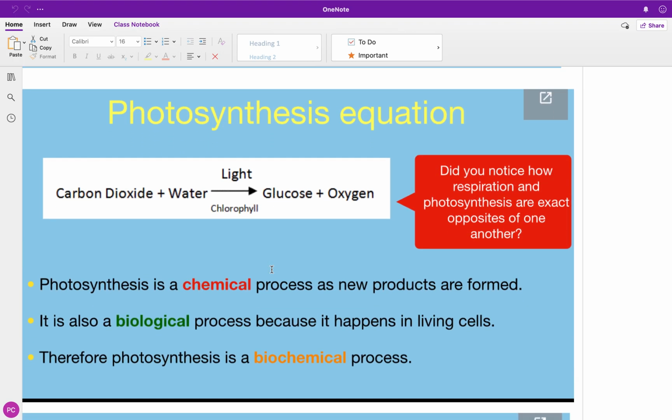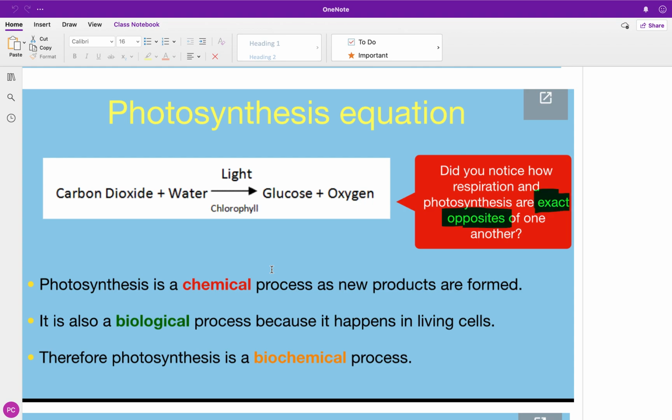Now, I said there was a relationship. Someone asked me this question in the chat last Thursday. Isn't there a relationship between the equation for respiration and the equation for photosynthesis? There is. And over here on the right hand side, you'll see they're the exact opposite of one another.